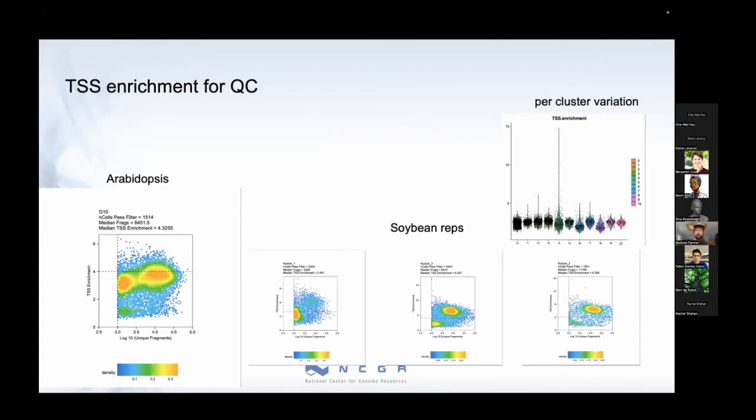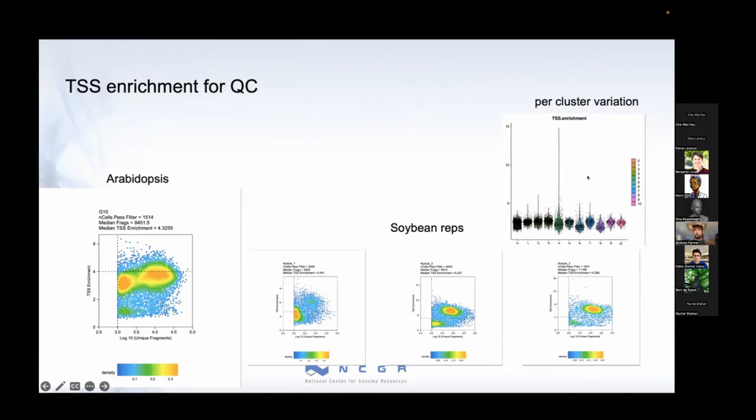And we can see that, in terms of the different replicates that we have for soybean, some of them are fairly consistent, and then this one seems to have a lot more of the population at a lower level of enrichment.